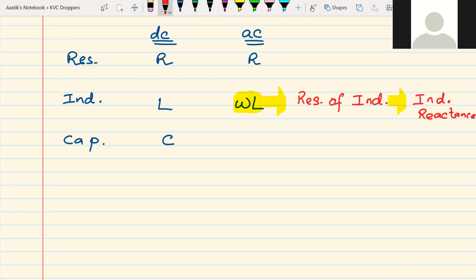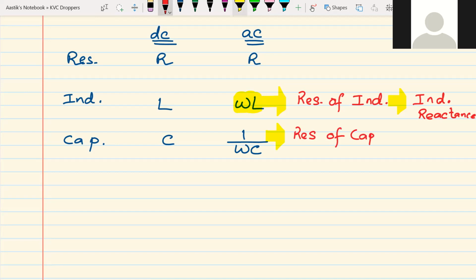So omega L is the resistance of the inductor. We can call it inductive reactance. Now, similarly, I can find the resistance of the capacitor, and it is given by 1 by omega C. 1 by omega C will be the resistance of the capacitor.